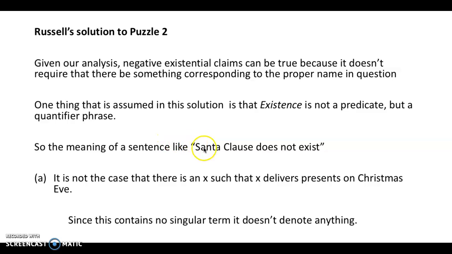So in this case, if we take the proper analysis, or at least what Russell takes to be the proper analysis, of the sentence "Santa Claus does not exist," what we actually get is something along the following lines: it is not the case that there is an object X such that X delivers presents on Christmas Eve. I'm shorthanding it here, but you get the picture. Whereas in the simple theory, we would need to have Santa Claus and then predicate of Santa Claus that he doesn't exist. That's where we are led into the paradox.